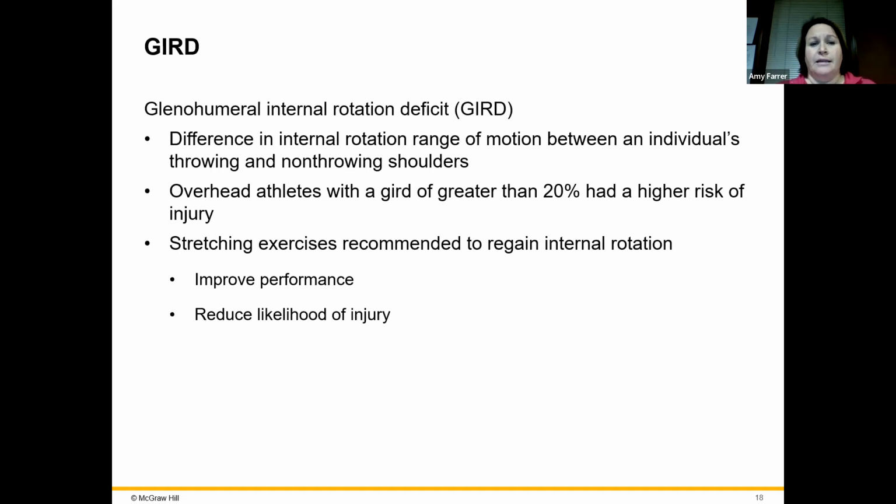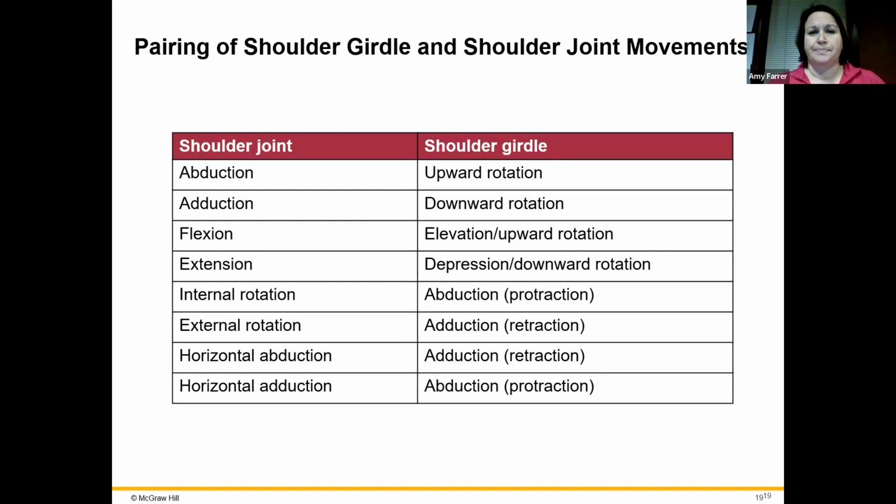Something else I want to talk about is GIRD, glenohumeral internal rotation deficit. All right, you'll see this a lot in the literature, really applies to overhead throwing athletes. You measure internal rotation on your dominant side, your throwing side versus your non-dominant side. If we have more than a 20% difference, those athletes are going to be at a much higher risk for injury. So GIRD is really going to be something that we need to stabilize and improve so that we decrease that injury likelihood. And it will also allow for an improvement in performance. So just recognize we're going to see that come up.